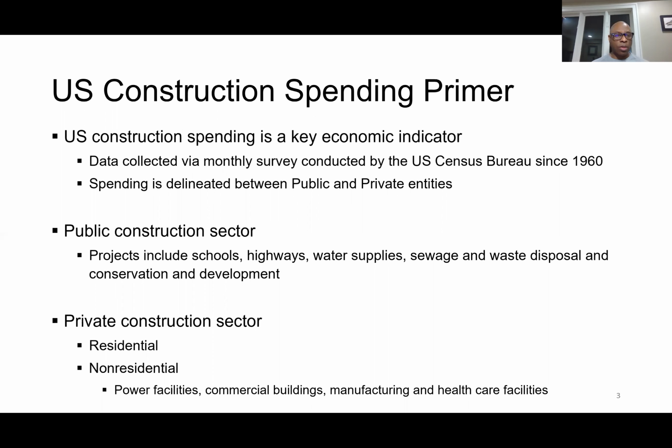Public sector includes services of facilities that we all use, schools, highways. Private construction includes residential, which under residential also includes home projects and remodels of homes, as well as non-residential facilities like power facilities, hospitals, and commercial buildings.